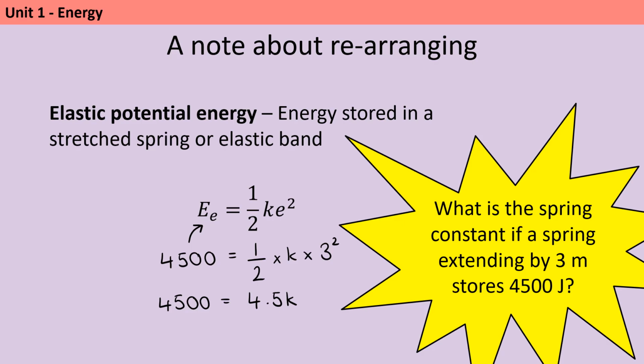Well, I don't want 4.5k, I want 1k. So I need to divide by 4.5, and whatever I do to the left side, I do to the right side, and I get an answer of 1,000 for k. Solving the question like this will still work even without rearranging, and it's still credit worthy. It's actually what the mark scheme does first, rather than rearranging.